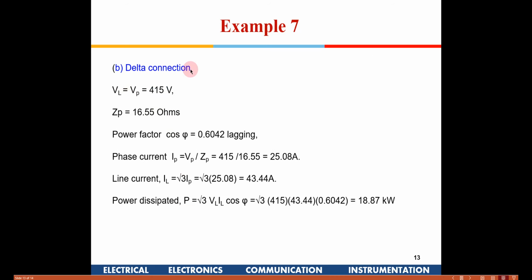The only difference here is that we compute the phase current by dividing the phase voltage by the impedance, but the phase voltage in this case is the line voltage. So instead of 240, we divide 415 by the impedance to get the phase current. Once you get the phase current, the line current will be root 3 times the phase current, so you will get 43.44.